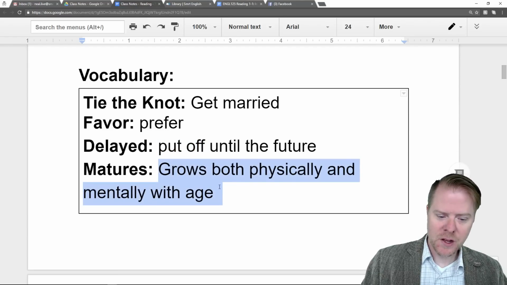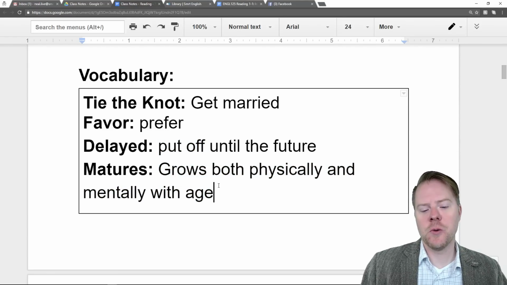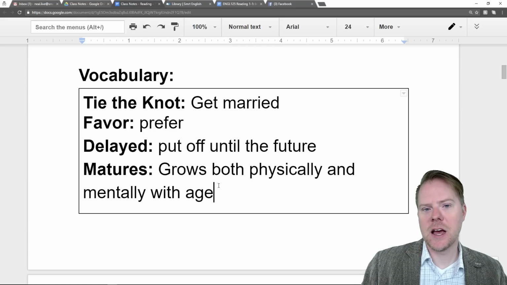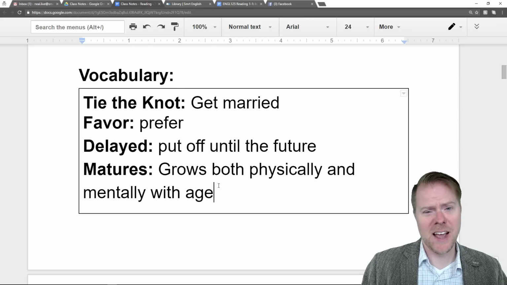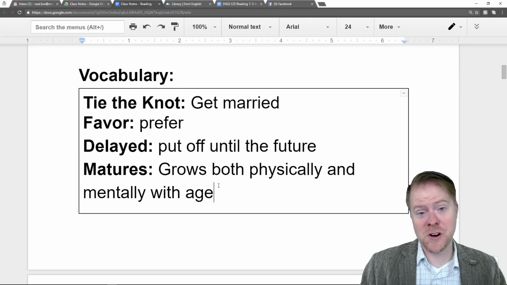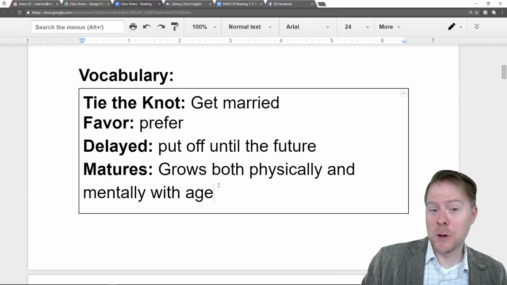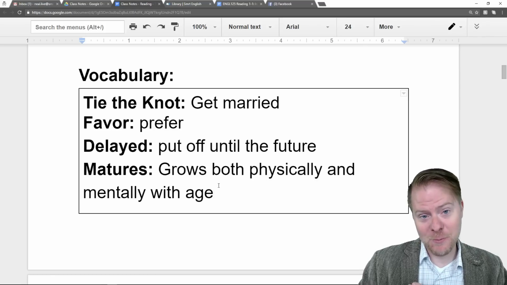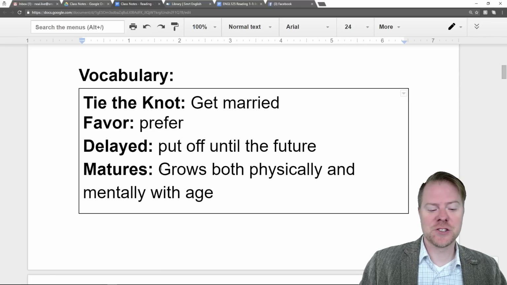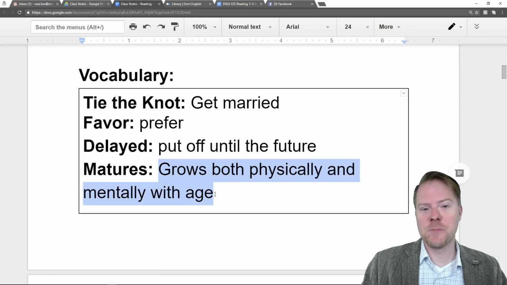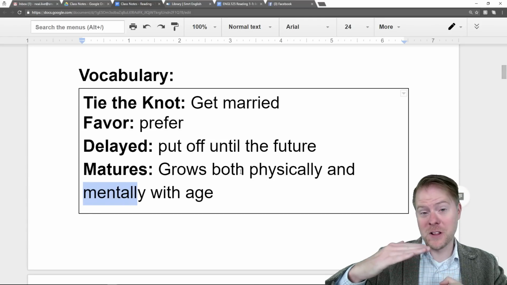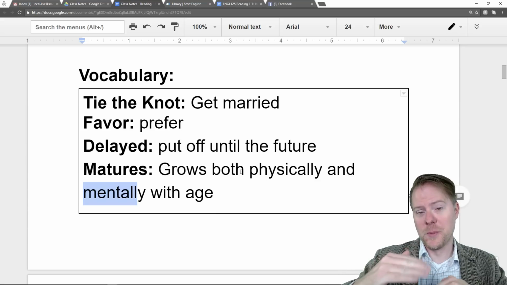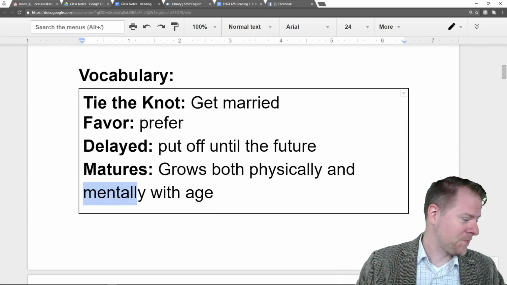Matures. Matures means you grow both physically and mentally with age. That one's easy. Everything matures. Plants mature, animals mature, people mature, your bank account matures. It just means grows both physically and mentally with age. And of course, your bank account doesn't grow mentally, but physically, hopefully you're making more money the more money you invest in your bank account.